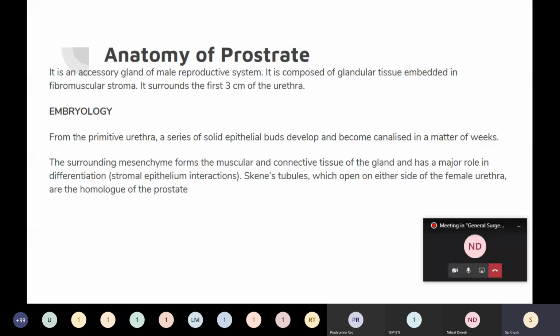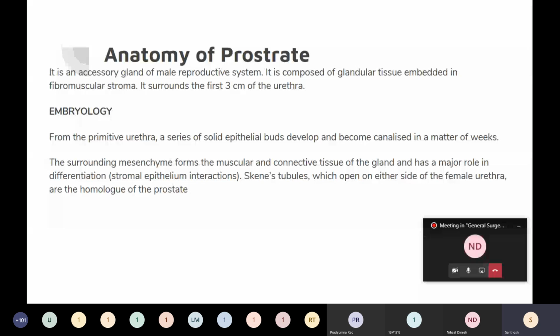So what is a prostate? It is an accessory gland of male reproductive system. It is composed of glandular tissue embedded in fibromuscular stroma. It surrounds the first 3 centimeters of your urethra.